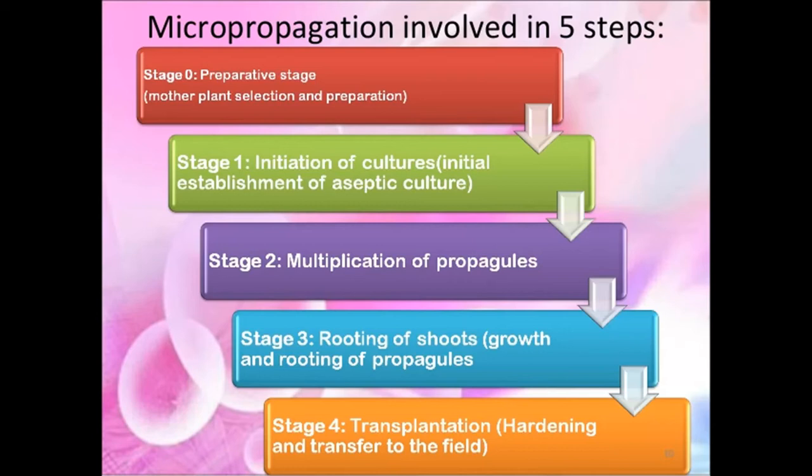Then stage 1 is the initiation of the culture, the initial establishment of the aseptic culture, then the multiplication of the propagules, and the third one is the rooting of the shoots and growth of roots of the propagules, and the fourth one is the transplantation. Transplantation means hardening and transfer to the field.